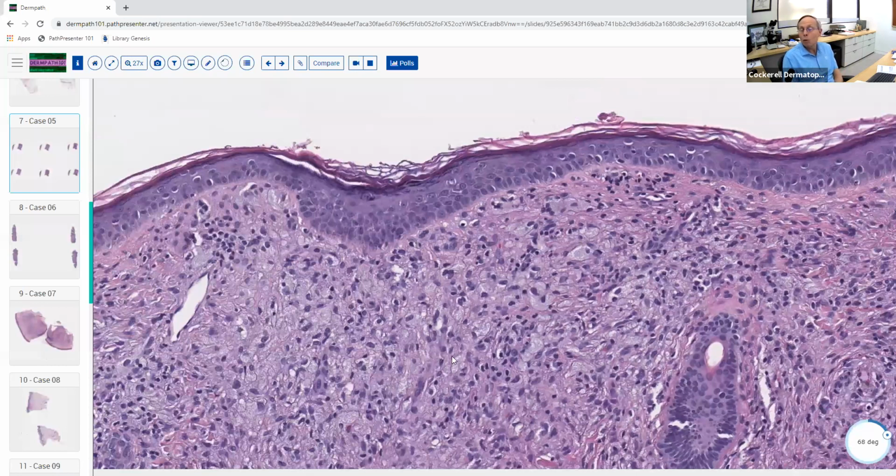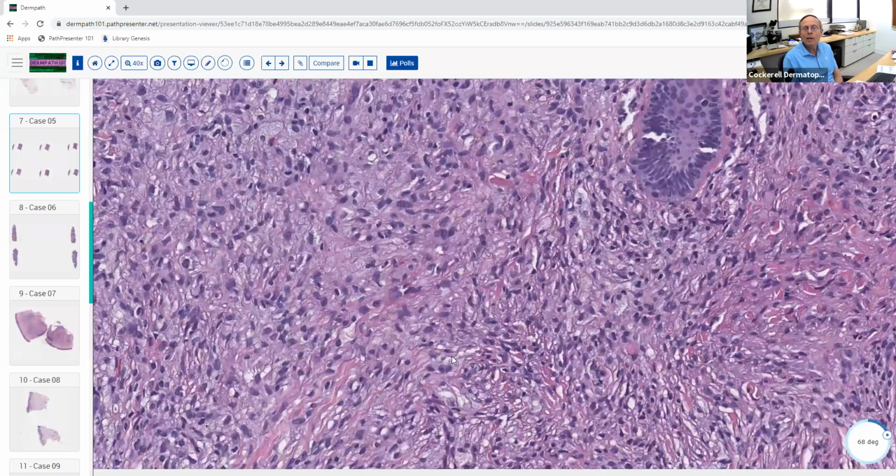Eruptive xanthomas happen quickly, sometimes literally over the course of just minutes. They can develop very, very rapidly in patients that have markedly elevated triglyceride levels. And because they develop rapidly, you can often get these lipid-laden cells that rupture, and you get extracellular lipid that can look like mucin, that can simulate granuloma annulare. So eruptive xanthoma and GA can actually look similar to one another. This doesn't look anything like GA.